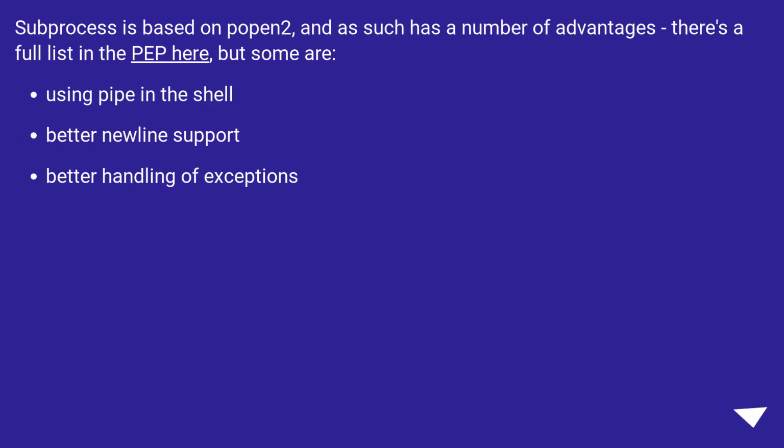Subprocess is based on popen2, and as such has a number of advantages. There's a full list in the PEP here, but some are: using pipe in the shell, better newline support, better handling of exceptions.